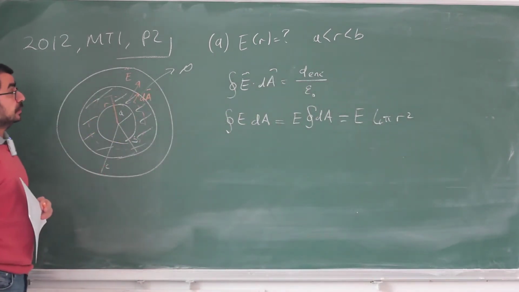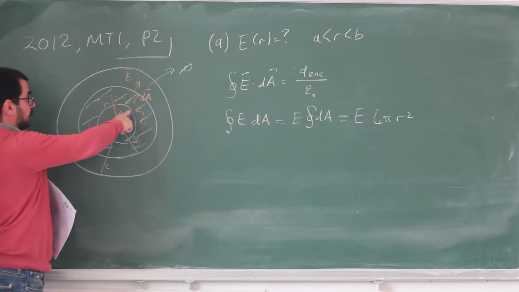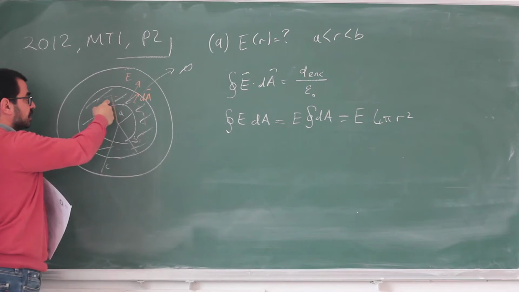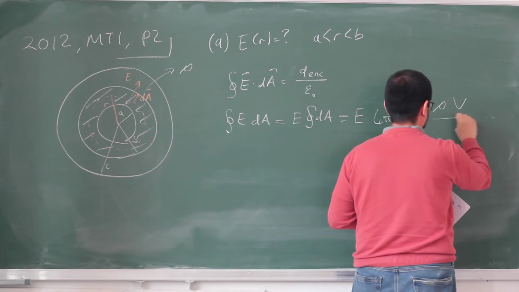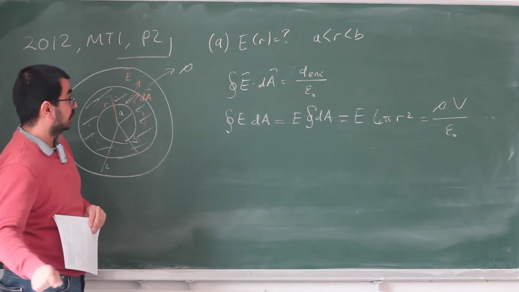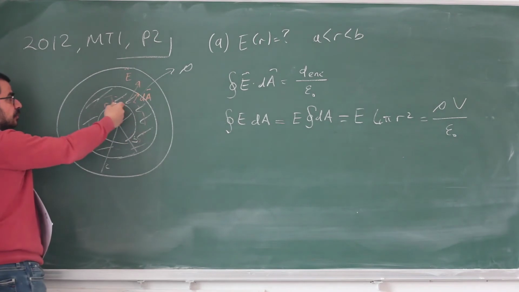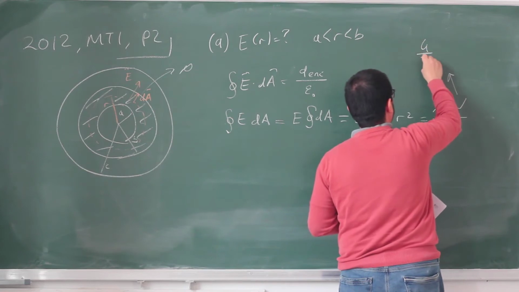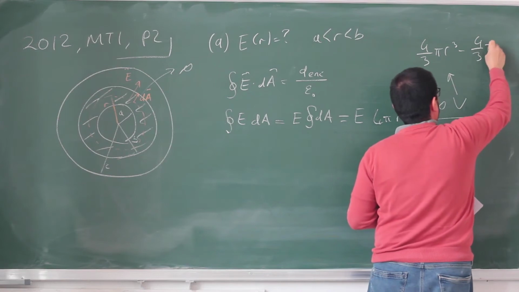Now comes the question of enclosed charge. This enclosed charge is going to be the charge density times the volume of the part that actually contains the charge, not the whole volume. So I'm going to say this is rho times volume over epsilon naught, with the understanding that this volume has to be only the part that contains the charge. And what is that volume? Well, that volume is the total volume of the sphere minus the volume of the cavity inside. So that volume is 4/3 pi r cubed minus 4/3 pi a cubed.